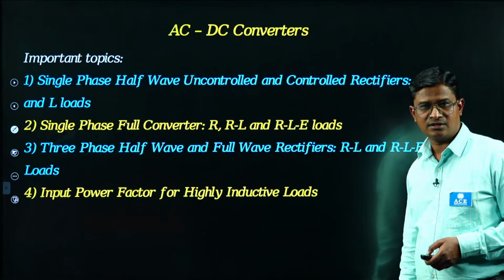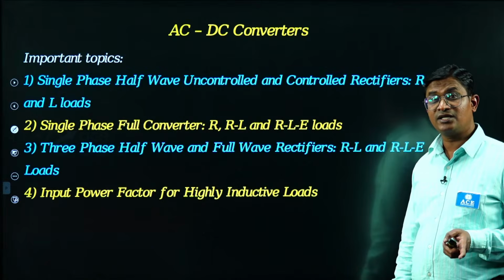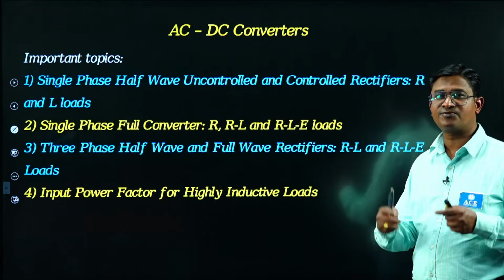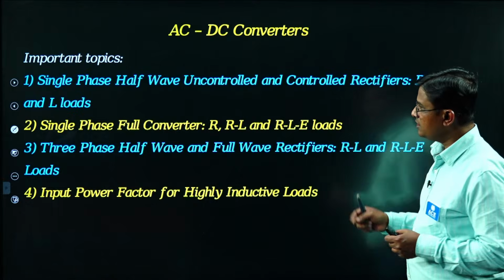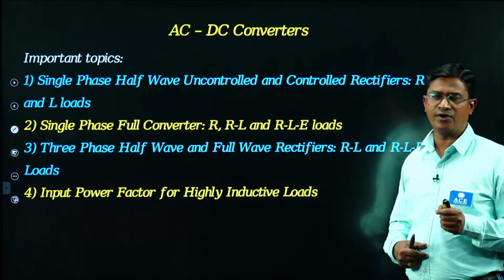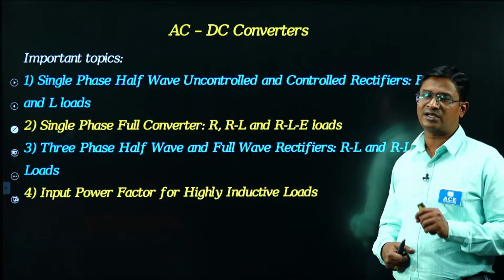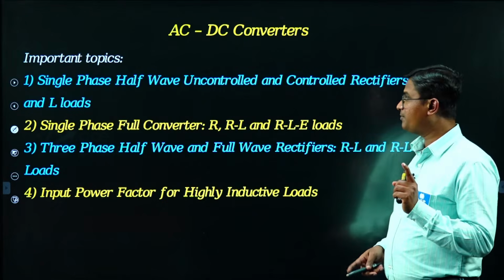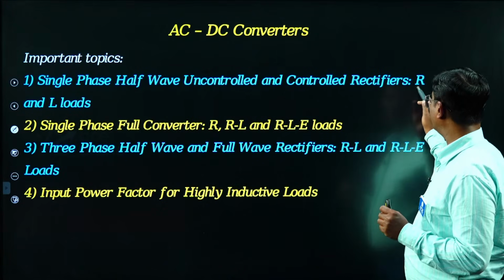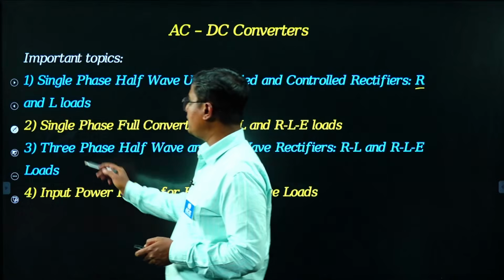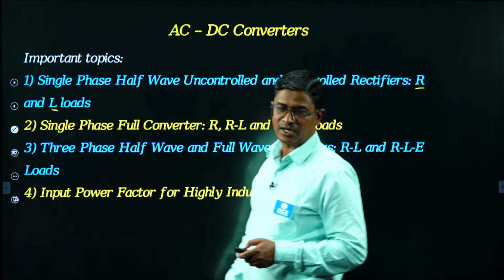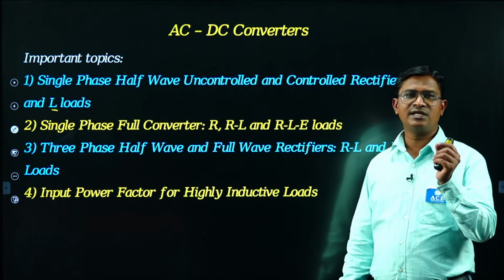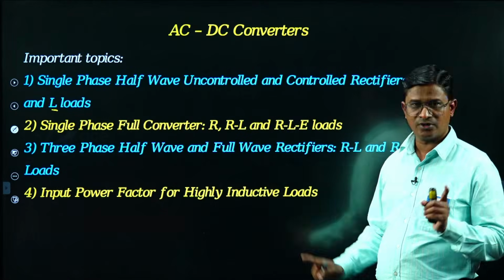Let us now discuss questions from AC to DC converters. Before that, which are the important topics from AC to DC converters? Single phase, half wave, controlled and uncontrolled rectifier. These circuits are important, but they repeatedly ask questions only on R load, that is resistive load, and purely inductive load. Single phase half wave rectifier, uncontrolled and controlled, with purely resistive load and purely inductive load. These two are important, right?